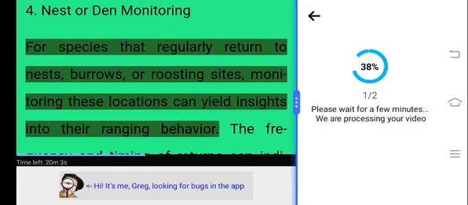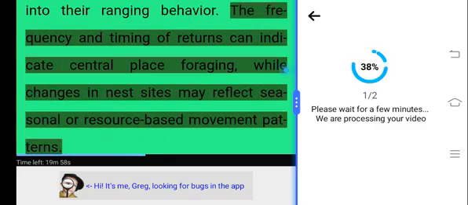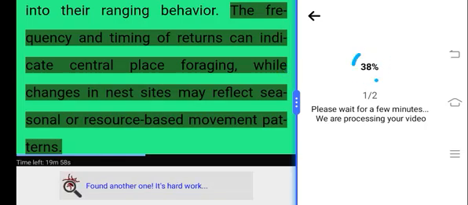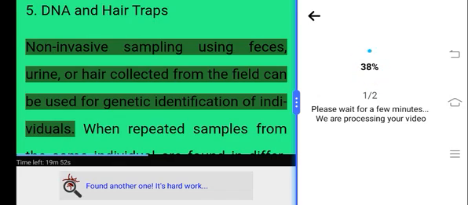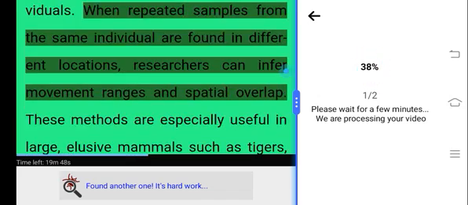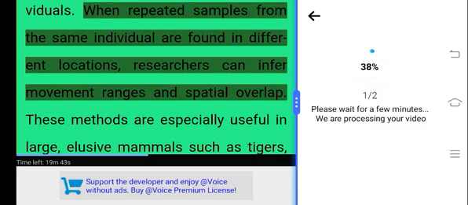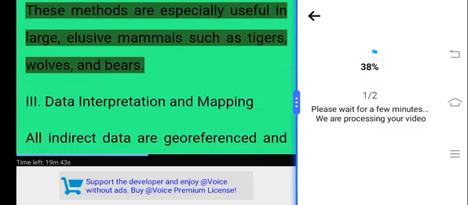4. Nest or den monitoring. For species that regularly return to nests, burrows, or roosting sites, monitoring these locations can yield insights into their ranging behavior. The frequency and timing of returns can indicate central place foraging, while changes in nest sites may reflect seasonal or resource-based movement patterns. 5. DNA and hair traps. Non-invasive sampling using feces, urine, or hair collected from the field can be used for genetic identification of individuals. When repeated samples from the same individual are found in different locations, researchers can infer movement ranges and spatial overlap. These methods are especially useful in large, elusive mammals such as tigers, wolves, and bears.